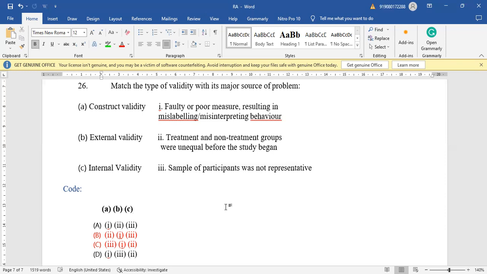So the sample of participants was not representative. The earlier sample was different, and what I'm going to check now is different. Correct? That is what they're telling. It is a highly in-depth, quite indirect question.